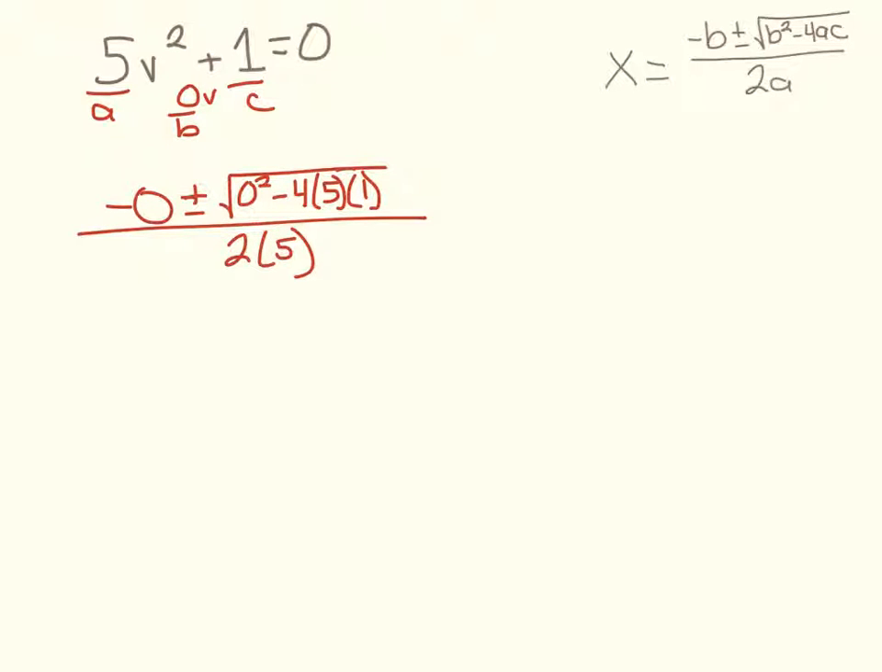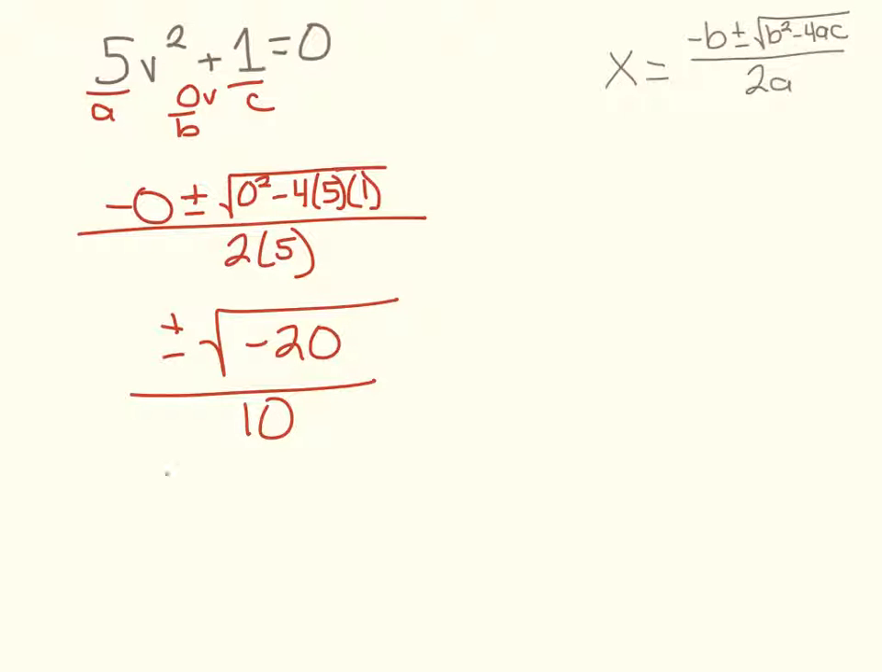Now that I've got everything plugged in, we start simplifying and solving. Now we know that adding 0 to something doesn't change anything, so we can take that 0 off. Same thing with the 0 in here. Subtracting 0 isn't going to change anything. So that leaves us with negative 4 times 5 times 1, which is negative 20. And then 2 times 5 is 10.